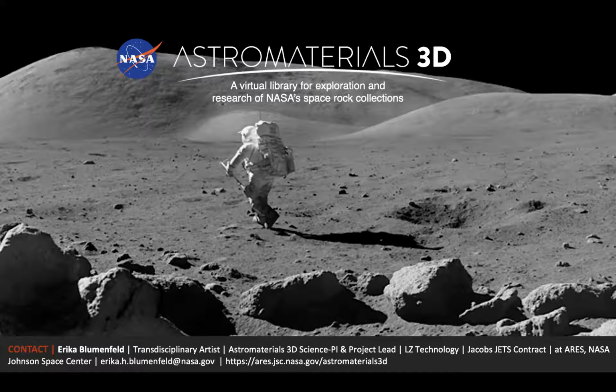And so I am a transdisciplinary artist and the science principal investigator and project lead for Astromaterials3D. I have a Bachelor's of Fine Art in Photography from Parsons School of Design and a Master's of Science in Heritage Conservation Science from University College London. And I've been a professional artist for more than 20 years and have a research-based artistic practice that crosses disciplines and focuses on the intersections of art and science and nature and culture. And much of my work investigates the stories of connection across the cosmos.